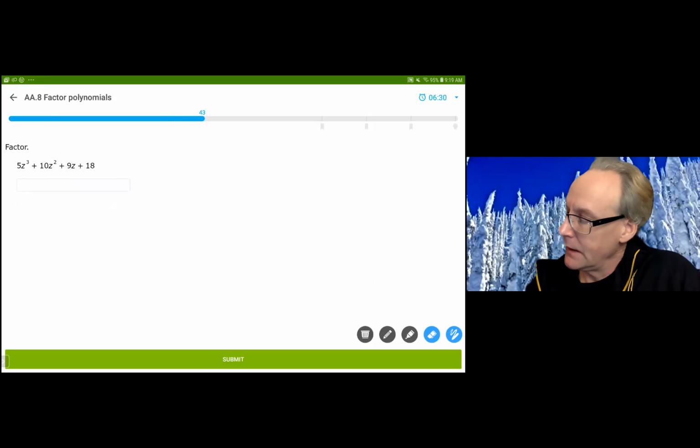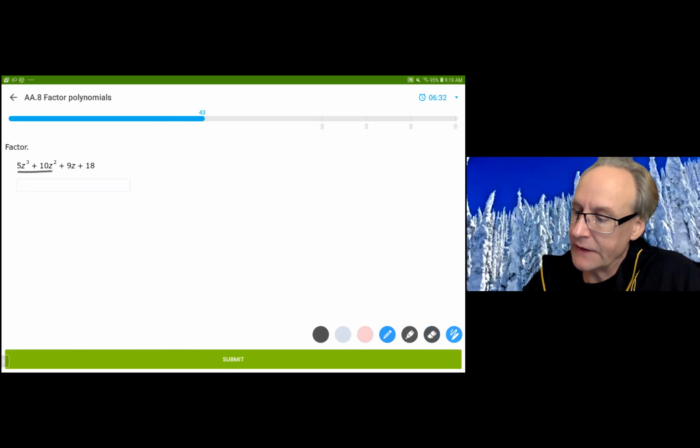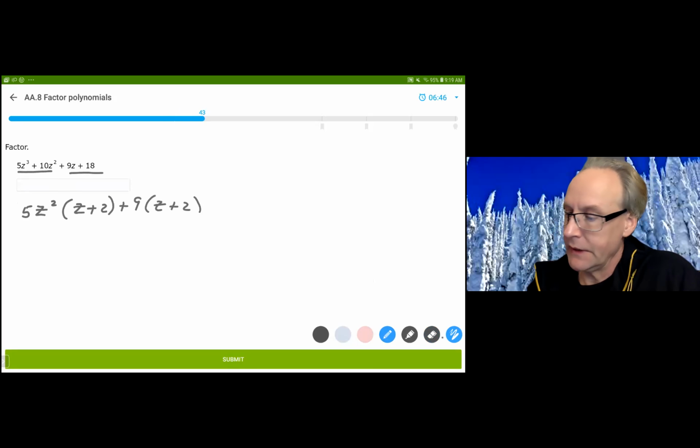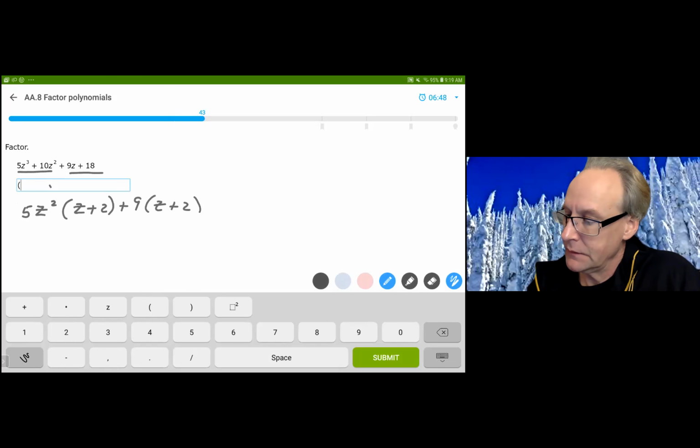Okay, looks like we have factoring by grouping again. I'm going to take out a 5z squared out of the first pair, and I'm going to have a z plus 2 left. I'm going to take a 9 out, and I'm going to have a z plus 2. And we're all done already. Z plus 2. And we've got a 5z squared.